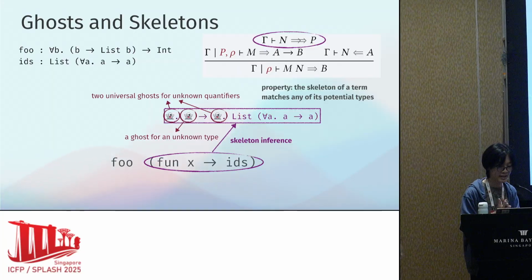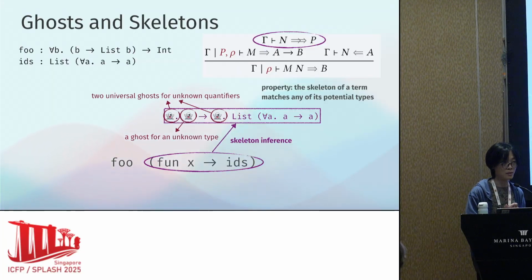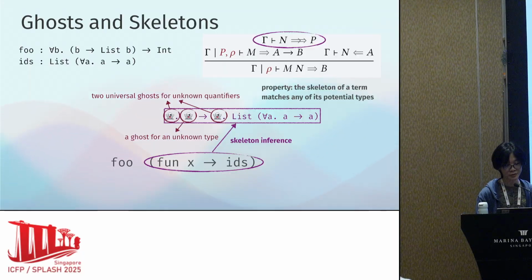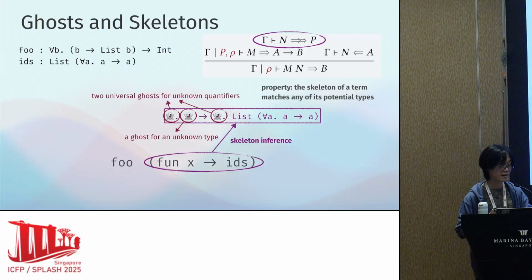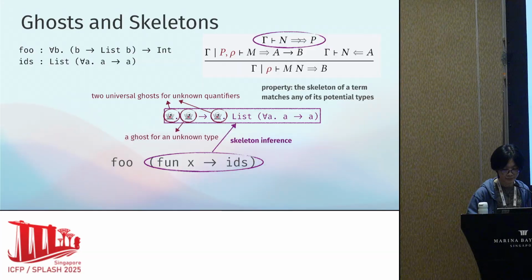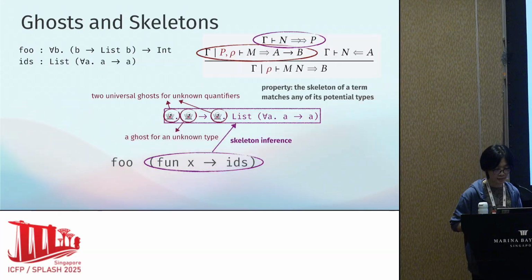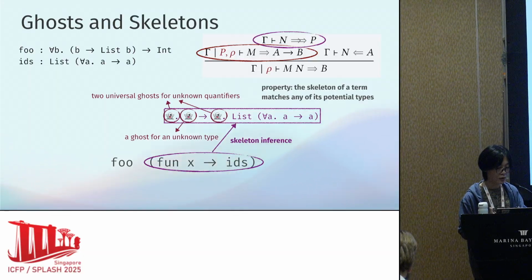And we have the property that the skeleton of a term matches any of its possible types. This is very important to avoid rejecting any valid type for a term. And then, instead of passing the type of the argument to the function, we pass this skeleton to the function.